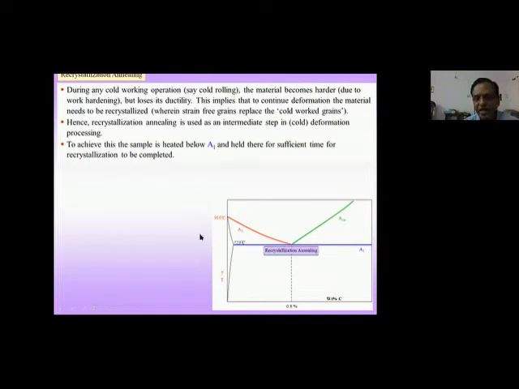For recrystallization annealing, again referring to the same diagram, during any cold working operation, say cold rolling, the material becomes harder due to work hardening, but it loses its ductility. This implies that to continue deformation, the material needs to be recrystallized, wherein strain-free grains replace the cold worked grains. So this recrystallization annealing is used as an intermediate step in cold deformation processing. To achieve this, the sample is heated below the A1 temperature and held there for sufficient time for recrystallization to be completed.